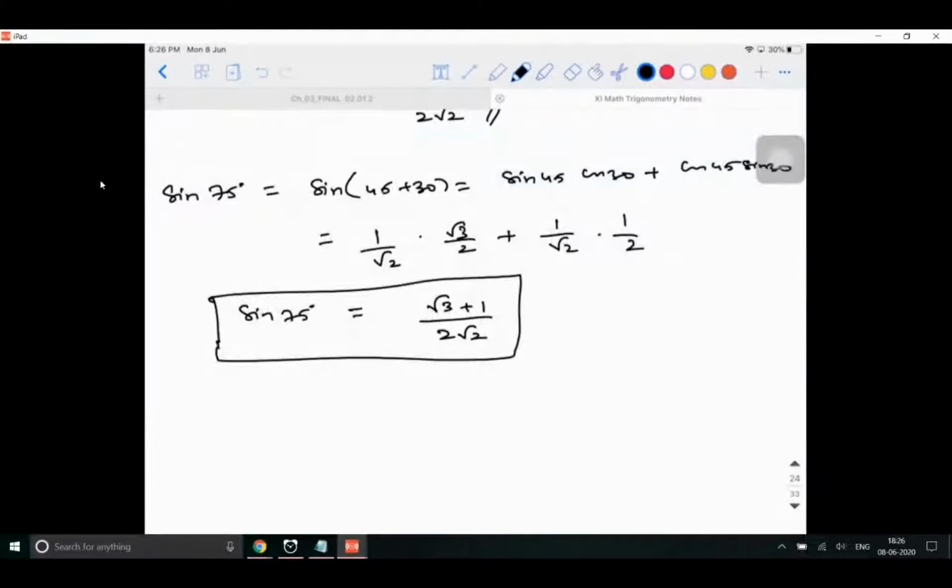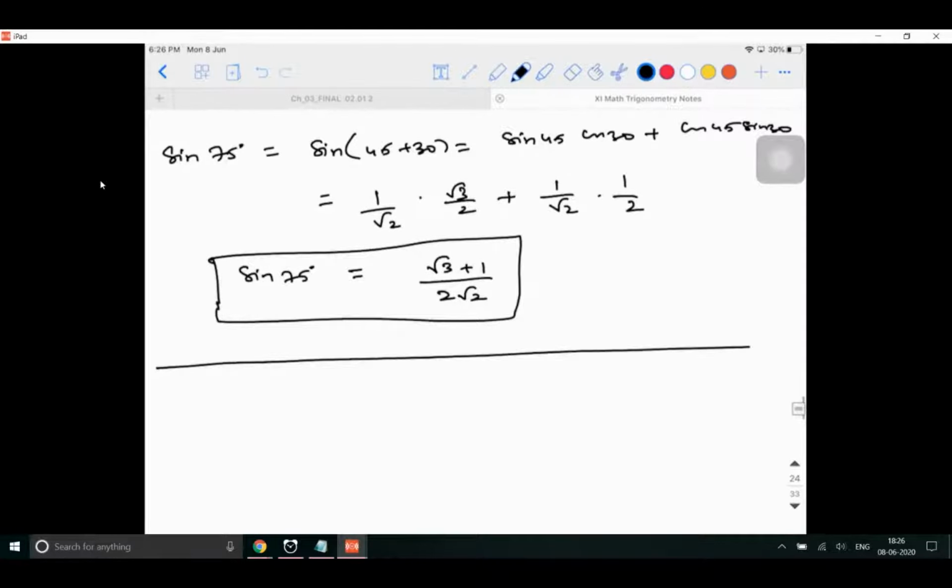For example, now I'm asking you, what is the value of tan of x plus y? So what will you say? How can you write tan in terms of sine and cos? You can write it as sine of x plus y divided by cos of x plus y. Can I write it like this?